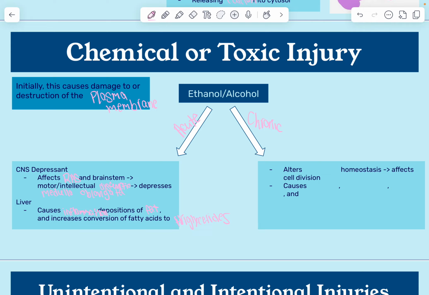When it is used chronically, it's going to alter the folic acid homeostasis, which will then affect cell division, and it can cause hepatitis, cirrhosis, gastritis, and pancreatitis.